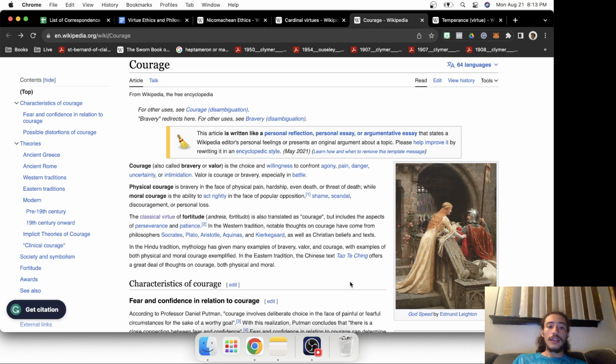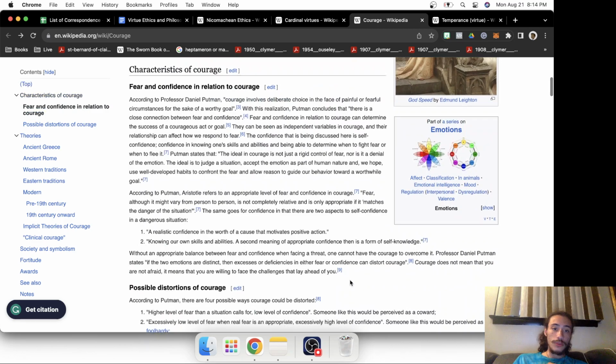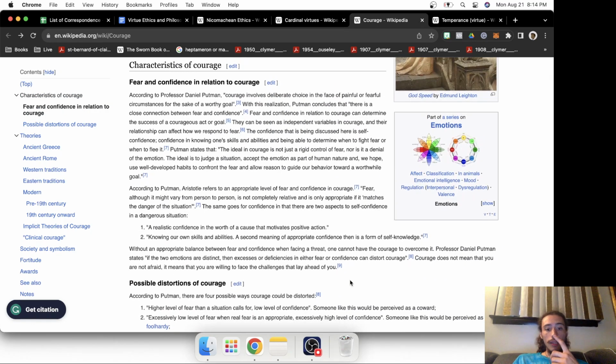While moral courage is the ability to act rightly in the face of popular opposition, shame, scandal, discouragement, or personal loss. The classical virtue of fortitude, also known as courage, includes the aspects of perseverance and patience. In the Western tradition, notable thoughts on courage have come from the philosophers Socrates, Plato, Aristotle, Aquinas, and Kierkegaard, as well as Christian beliefs and texts. In the Hindu tradition, mythology has given many aspects of bravery, valor, and courage, with examples of both physical and moral courage exemplified in the Eastern tradition. And the Chinese text, the Tao Te Ching, offers a great deal of thought on courage, both physical and moral. Tao Te Ching is all about cultivating Tao, the virtue within ourselves, the inner virtue and the inner power, which I'm going to get into in one moment.